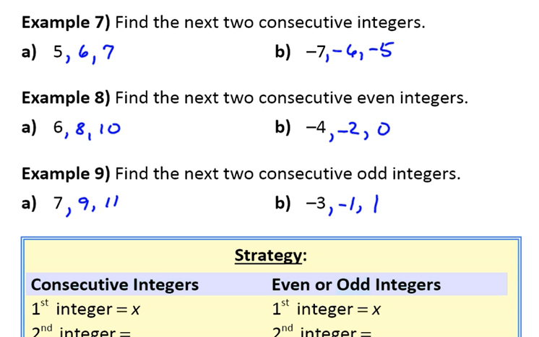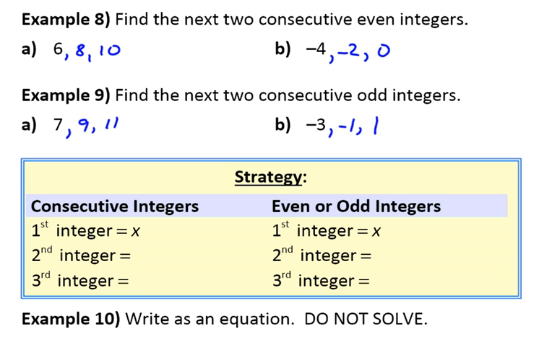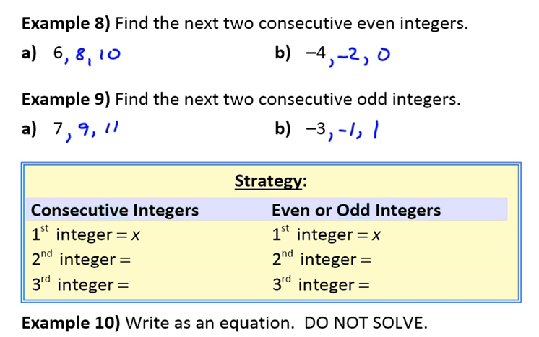So notice that to get from the first integer, with example 7, from 5 to 6, I'm going to add 1. And then to get from 5 to 7, I added 2. So when I come down here for consecutive integers, if I know that the first integer, I'm going to call it x, the second integer would be one bigger, so it's going to be x plus 1. The third integer is going to add one more to that, so x plus another 1 is going to make it x plus 2.